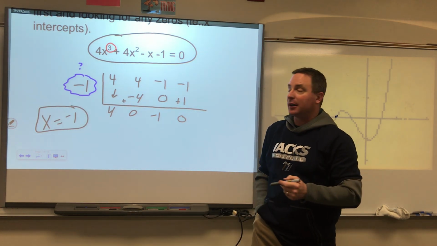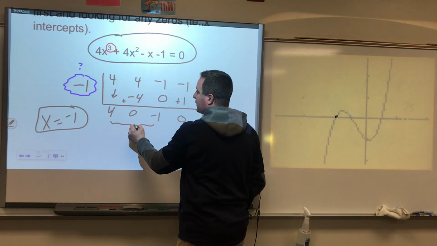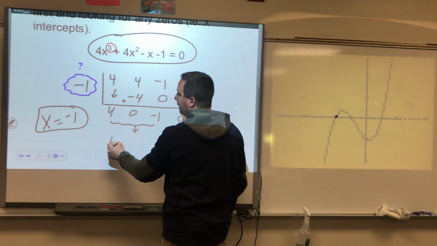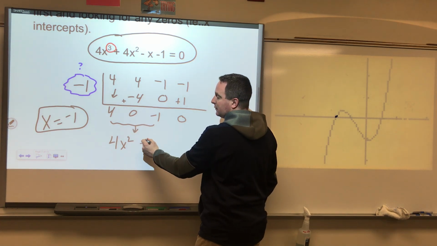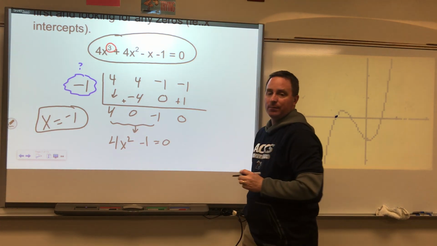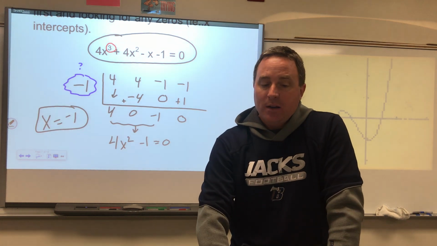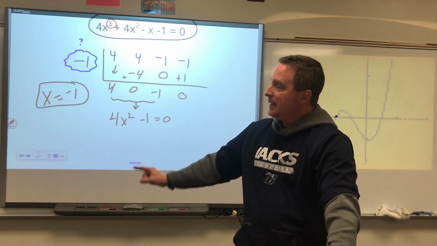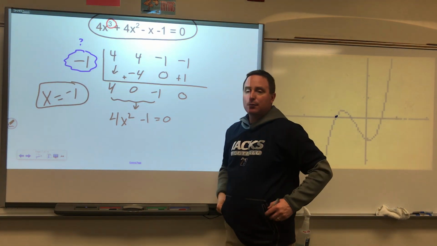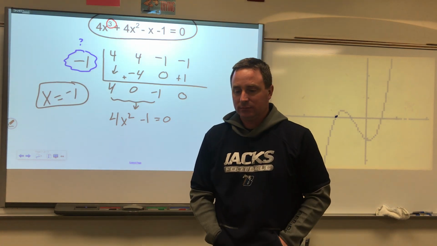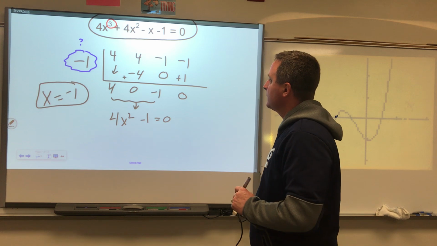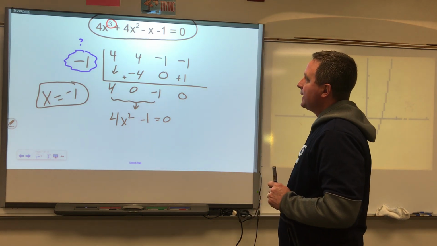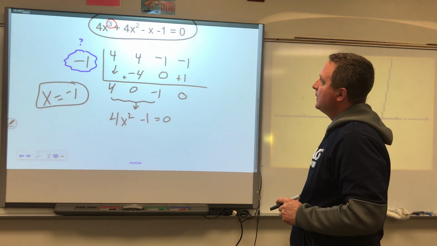And the rest of it's the same here. If I translate this back into a polynomial, I get 4x squared plus 0x, I don't need that there, -1 equals 0. Now, bad news. The ones we've done so far have been factorable. Actually, it still is factorable. Did I do that right? I think I did that right, yeah.